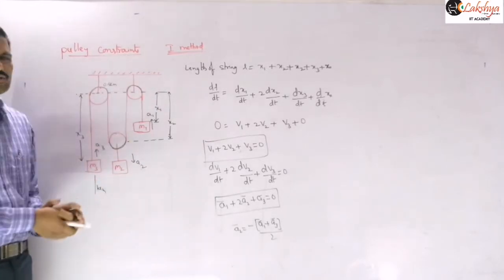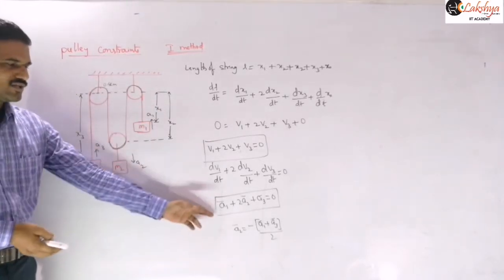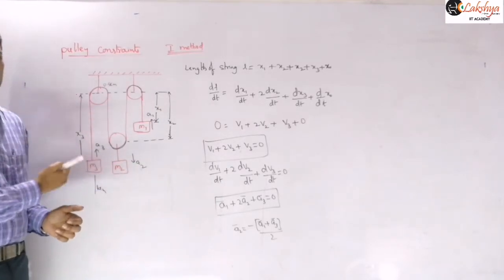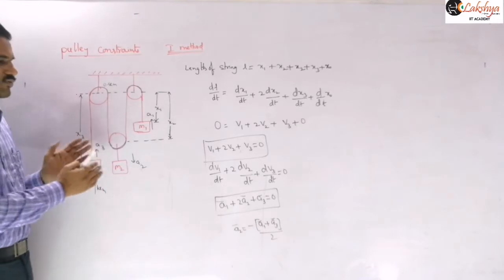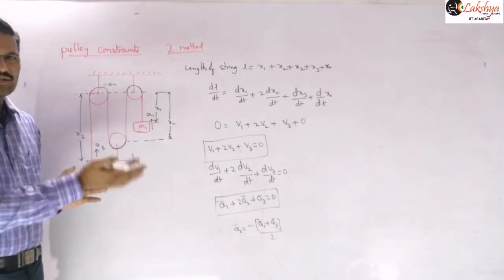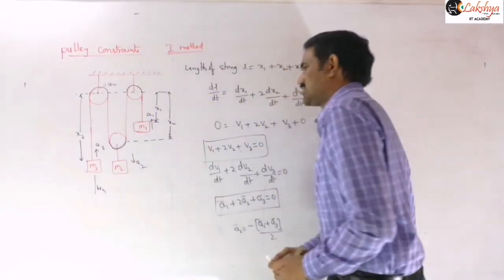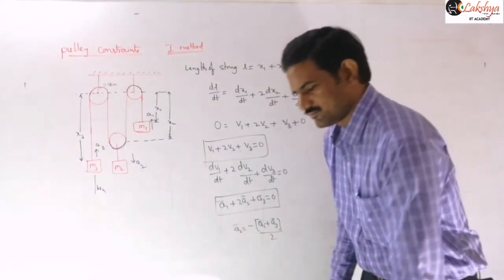If you are following this method, you will get a vector relation here. This relation is a vector relation, and you can substitute these accelerations in any method. That means you can take the directions of these accelerations as you wish. Suppose this is our vector relation. Now let us substitute these vector relations there.